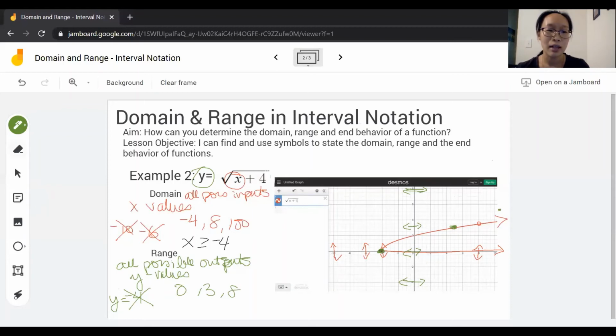A shorter way to say this is by asking, well, what's my smallest possible y? And that's 0. And I know that everything above and including 0 is on the graph. So that is what my range means.